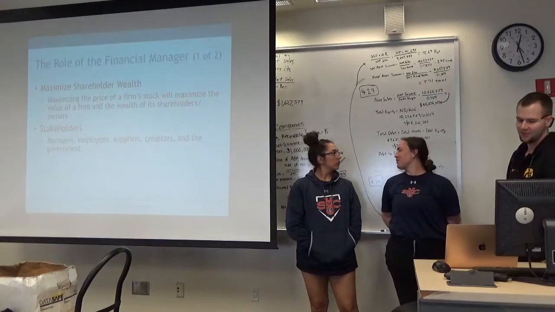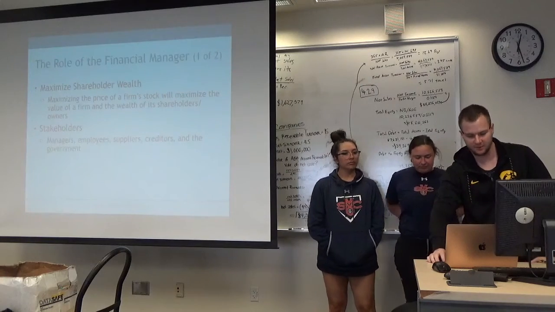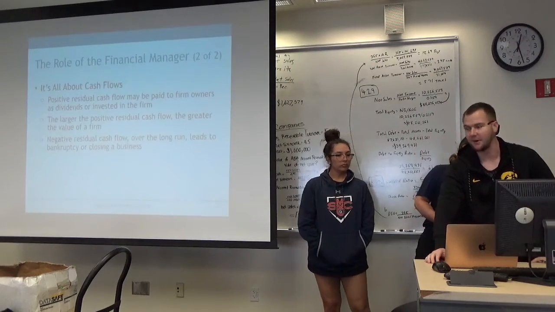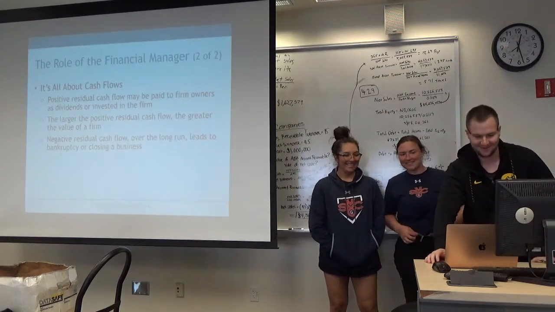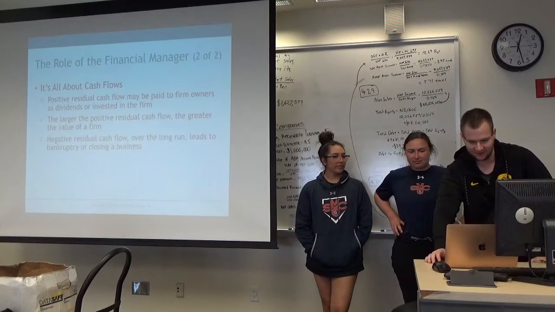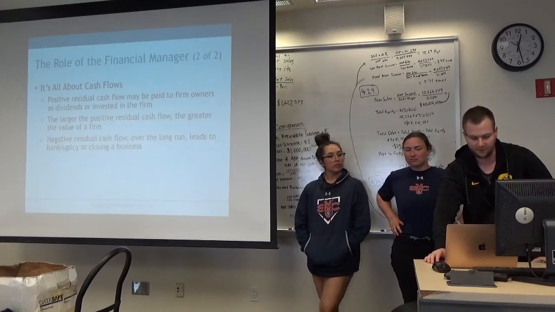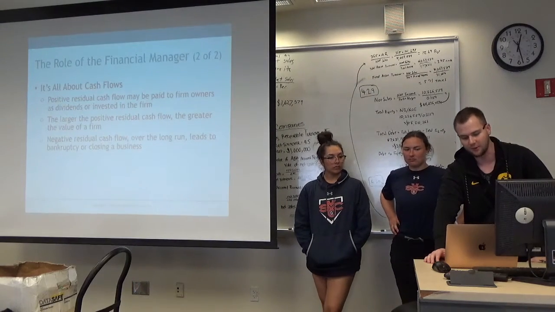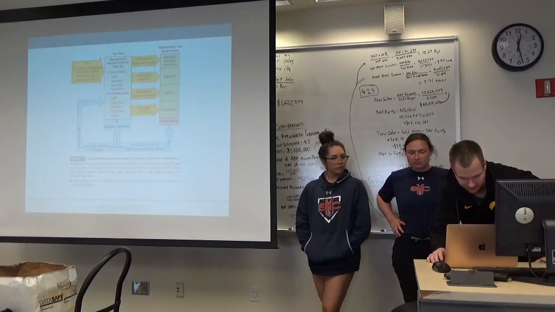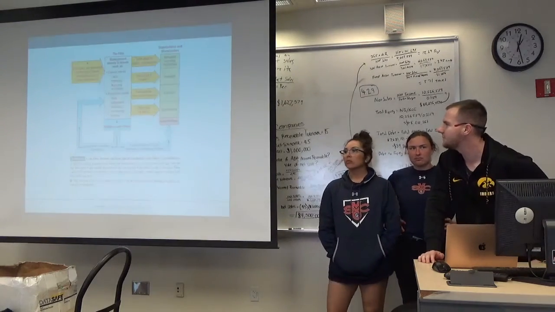So yeah, the role of the financial manager is to maximize shareholder wealth, and stakeholders are managers, employees, suppliers, creditors, and the government. It's all about the cash flows. Positive residual cash flow may be paid to firm owners as dividends or invested in the firm. The larger the positive residual cash flow, the greater the value of the firm. And negative residual cash flow over the long run leads to bankruptcy or closing of a business. And then this shows the cash flows between the firm and the stakeholders and owners. So yeah, that's awesome.